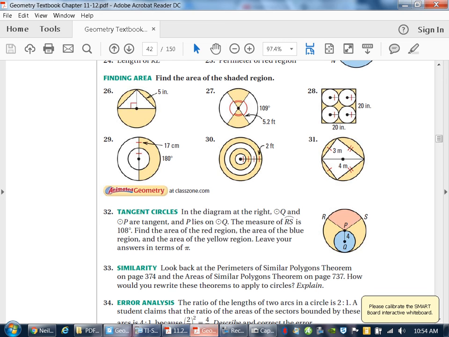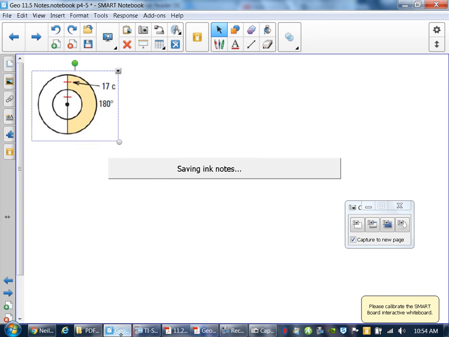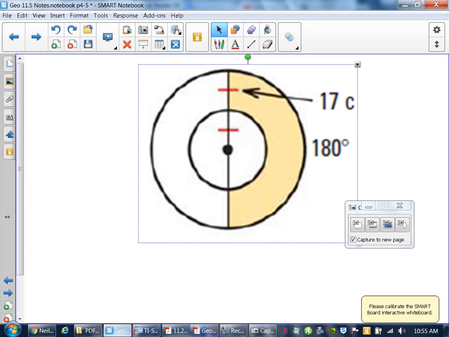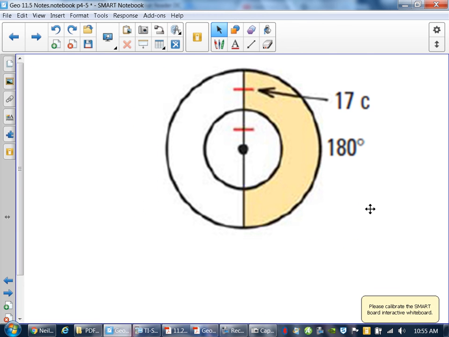Oh, gambling. Let's try this one. It's a noodle. It's a macaroni noodle. All right.